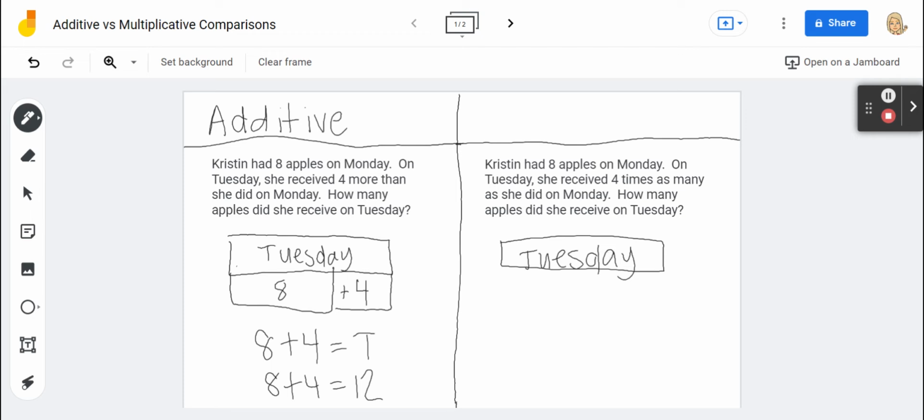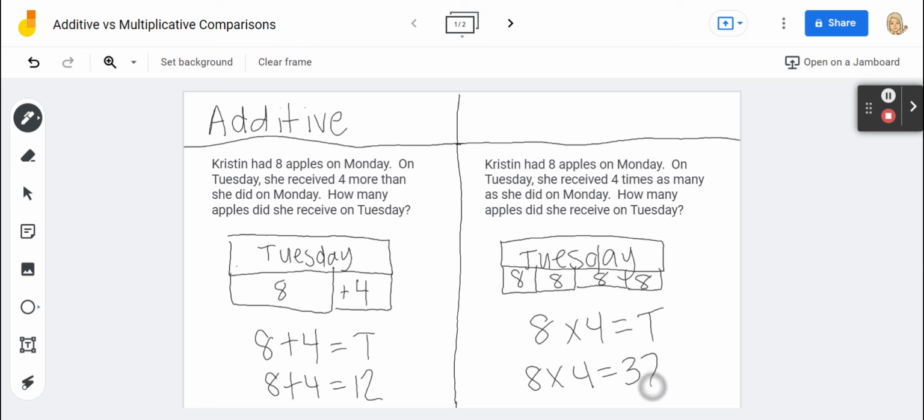So on Monday, she had 8 apples. 4 times that amount is going to be 8, 4 times. So we can solve that by thinking 8 times 4 is going to give us how many apples she had on Tuesday. And we know that 8 times 4 is 32. So she had 32 apples on Tuesday. This is called a multiplicative comparison because instead of just looking at more or less, you're thinking about how many times more or less, that idea of equal groups for multiplication.